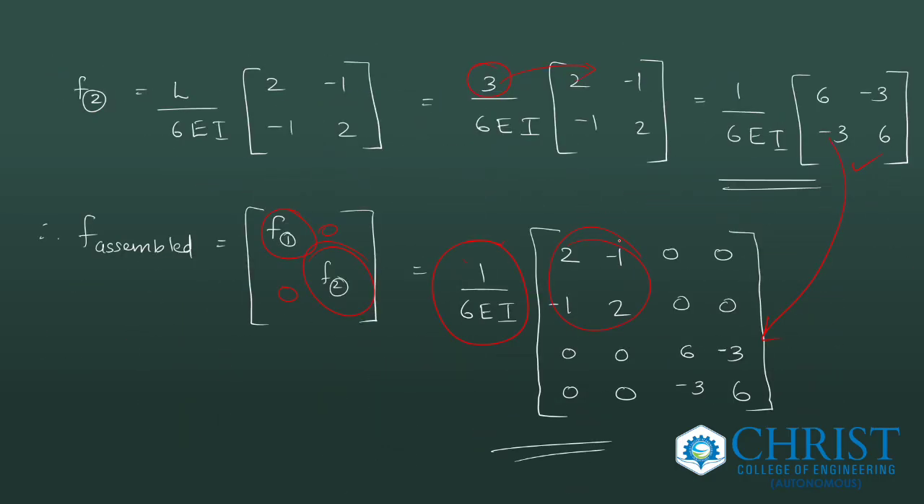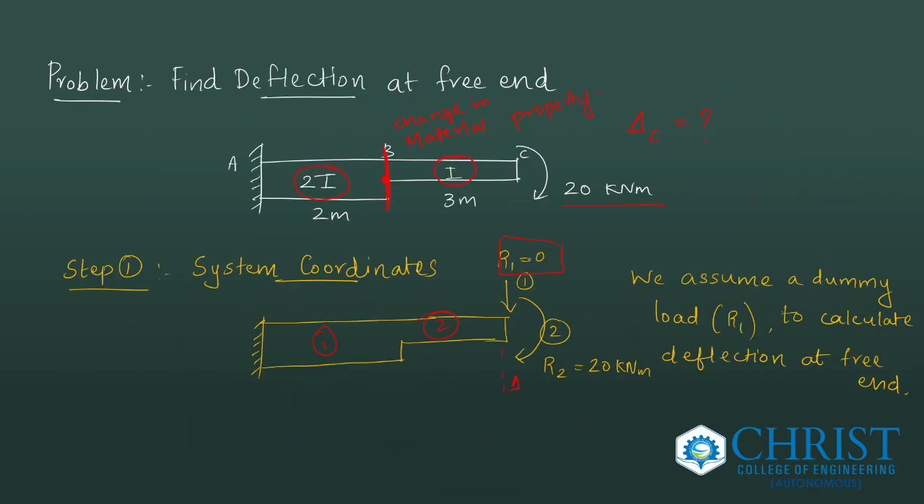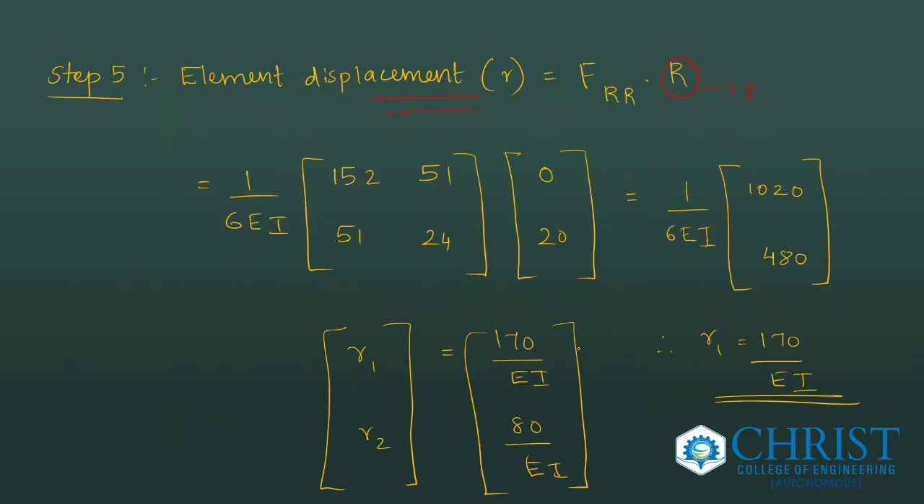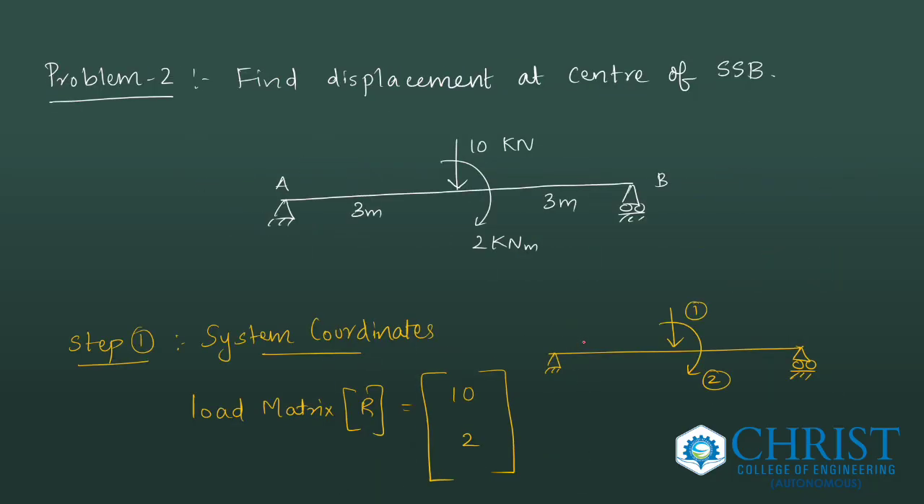Load, we can see in the question, we consider two system coordinates. First system coordinate is R1, that is in translation y direction or downward direction. It has no load in the question, hence that is 0. And the second, R2, is rotational, its value is 20, hence I write as 20, that is my load matrix R. Substituting, I get the final answer as 170 by EI and 80 by EI. So deflection is asked, hence the final answer is 170 by EI.